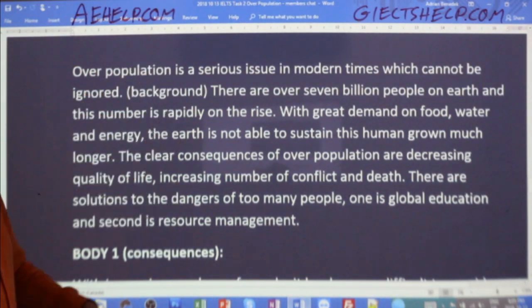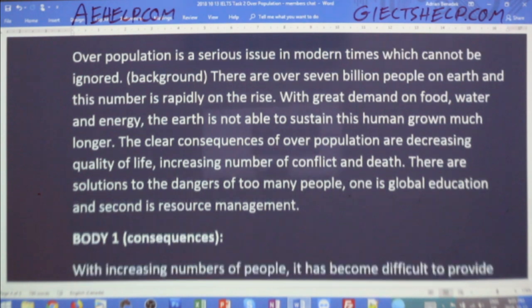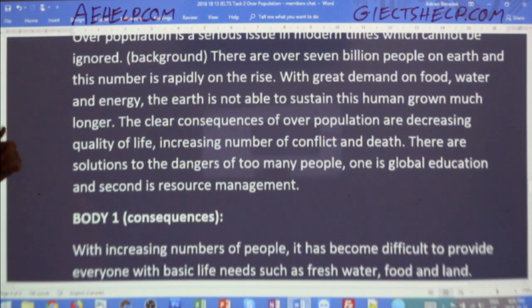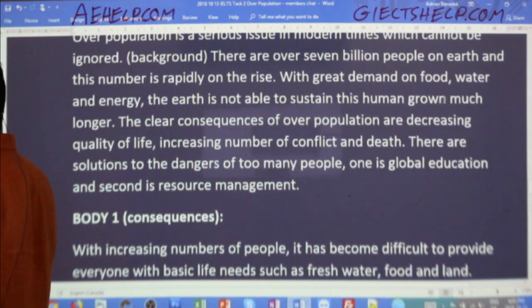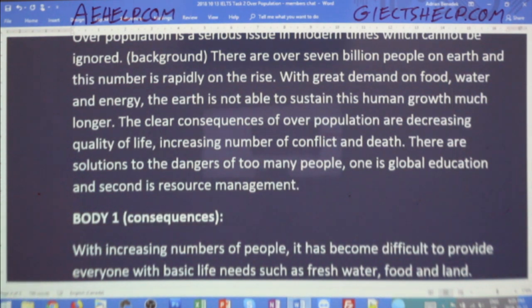Overpopulation is a serious issue in modern times which cannot be ignored. There are over 7 billion people on Earth, and this number is rapidly on the rise. With great demand on food, water, and energy, the Earth is not able to sustain this human growth much longer. And this is why you review these essays when you can, to catch silly mistakes like that. The clear consequences of overpopulation are decreasing quality of life, increasing number of conflict, and death. There are solutions to the dangers of too many people.